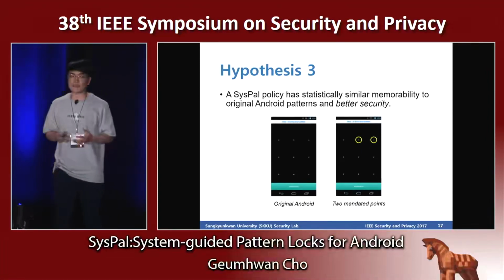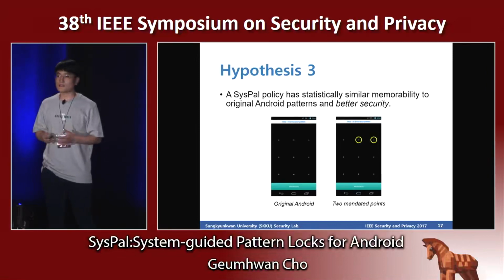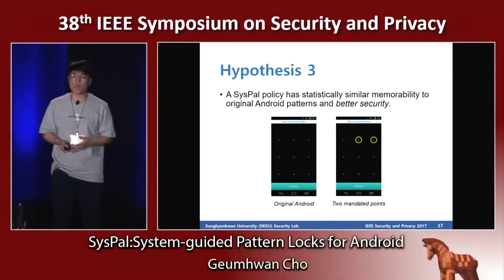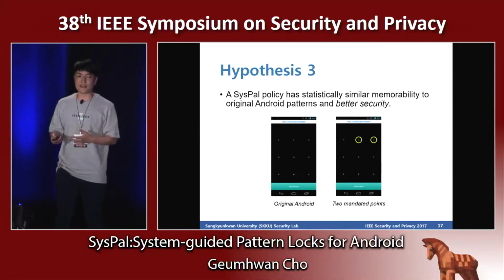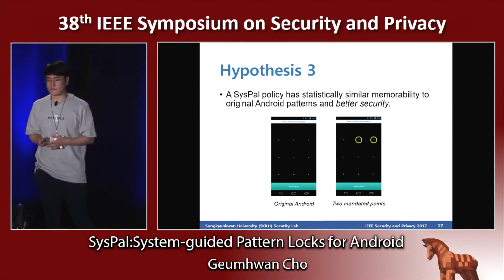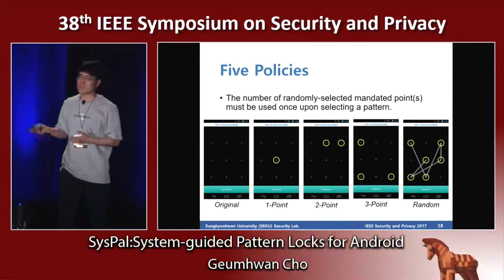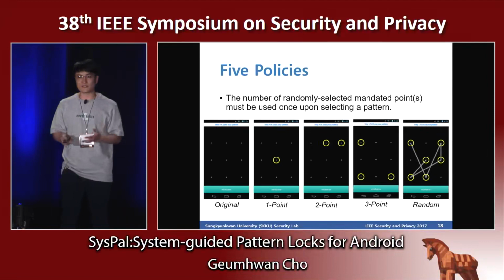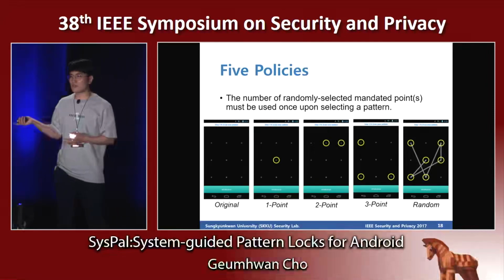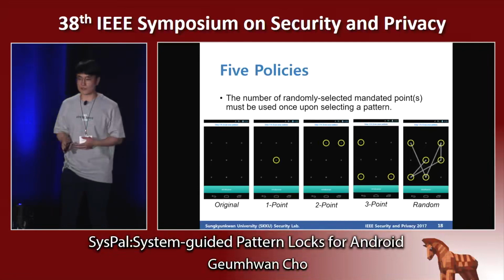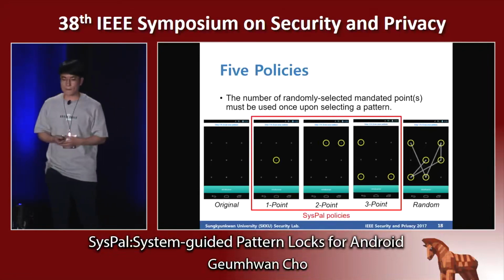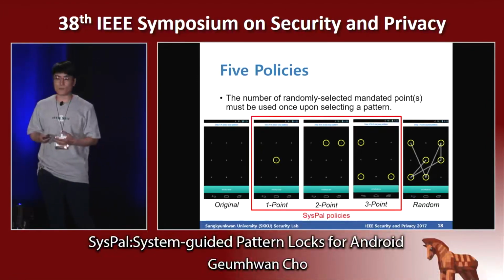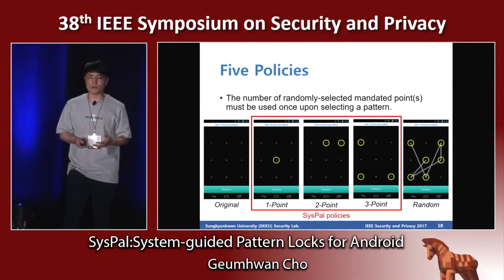And the last one is that a SysPal policy has statistically similar memorability to original Android patterns and better security. The user study and experiments were designed to validate those hypotheses. These 5 policies were used for our user study. The first one is original, that is the existing Android policy. The last one is random, that is a system-generated random pattern. And these are SysPal policies. Each policy defines the number of randomly selected mandated points that must be used once upon selecting a pattern.